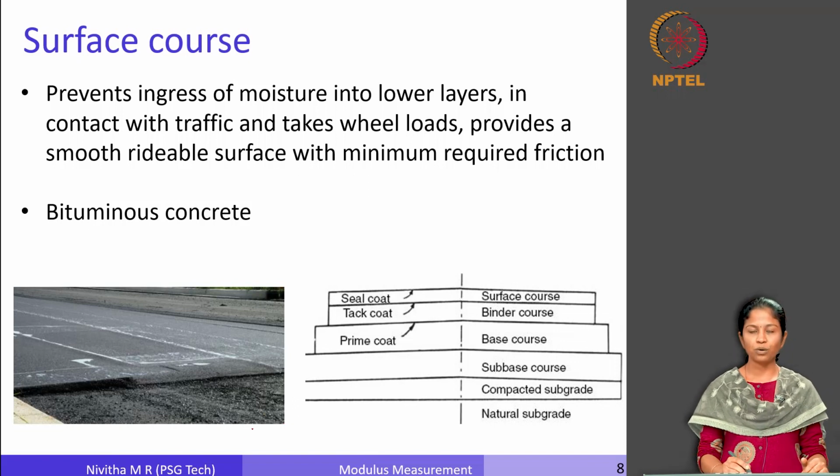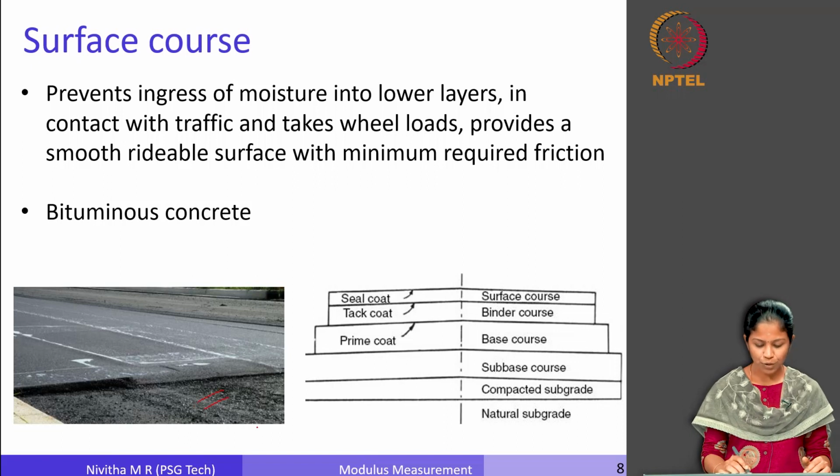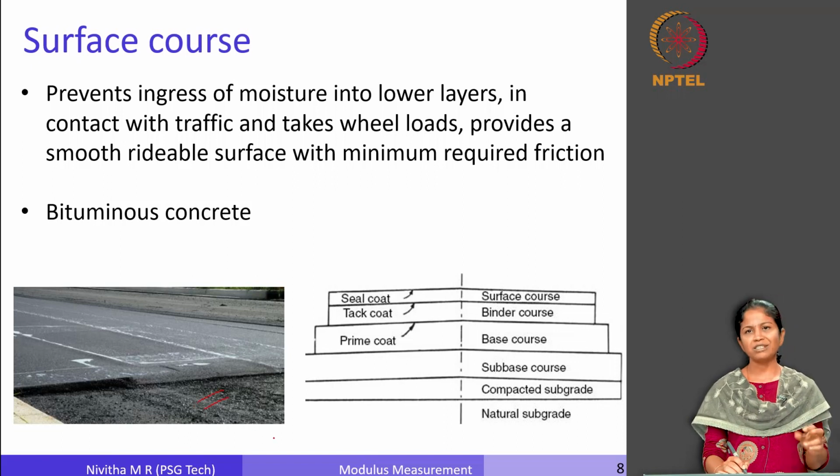The next is the surface course, which is a bituminous layer laid on another bituminous layer, as you can see here. This surface course has a lot of functions. One important function is to prevent the ingress of moisture into the subsequent layers, and it is also directly in contact with the wheel load. So, it takes up the majority of the wheel load, and it should also provide a smooth rideable surface. When I say smooth, it should have good rideability, but it should also provide minimum amount of friction. Some examples are bituminous concrete and many other options that you have for a surface course.